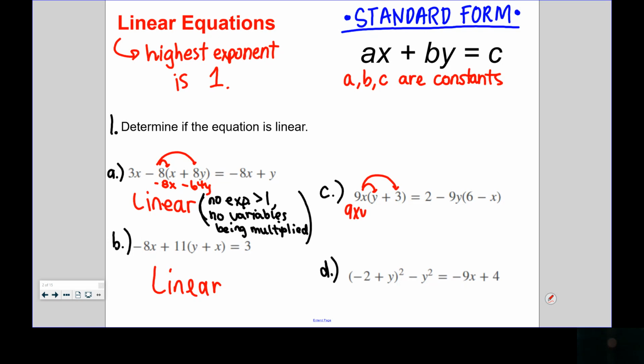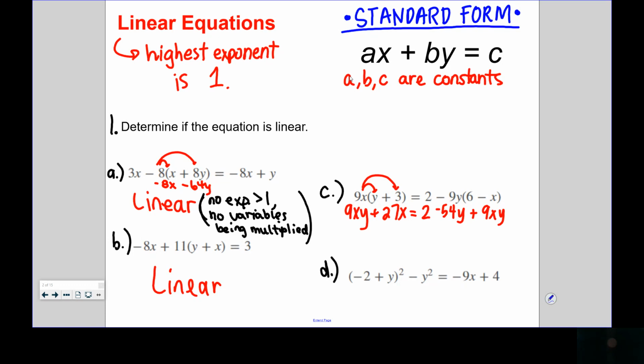We have 9xy plus 9 times 3 is 27, so that's 27x equals. The 2 is just going to drop down. -9y times 6, so that's -54y. And then negative times negative is a positive. So that's -9 times -x, so that would be positive 9xy. I'm just writing the variables in alphabetical order. Would those 9xy's cancel out? Yes. So I was thinking we weren't going to have to do any work here, but it looks like we're going to have to.